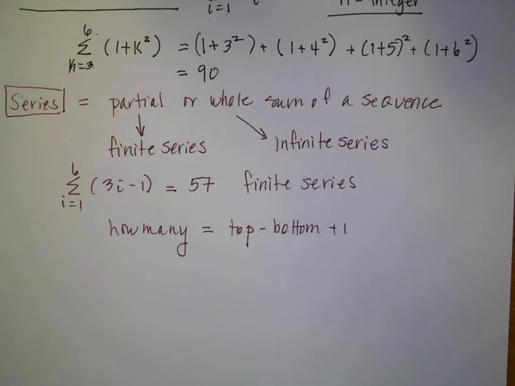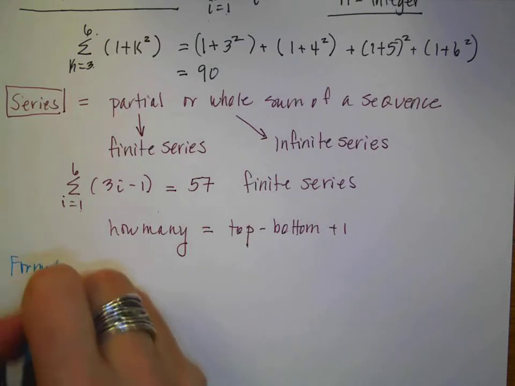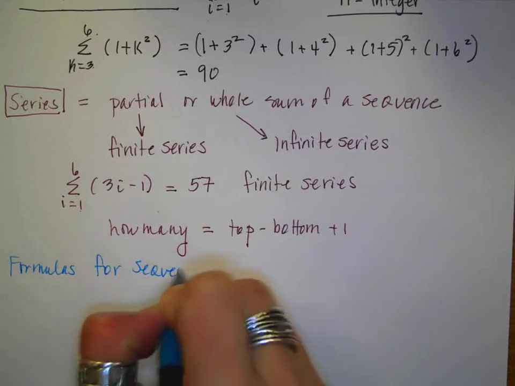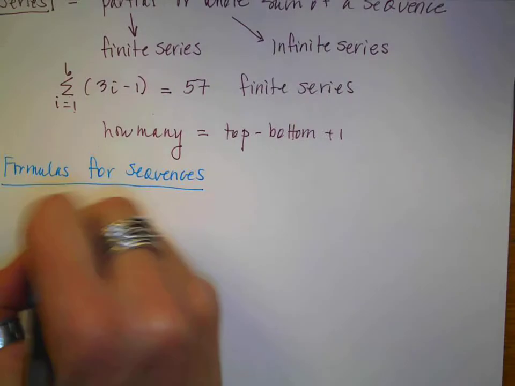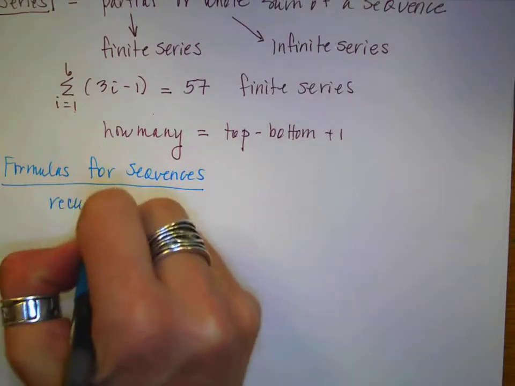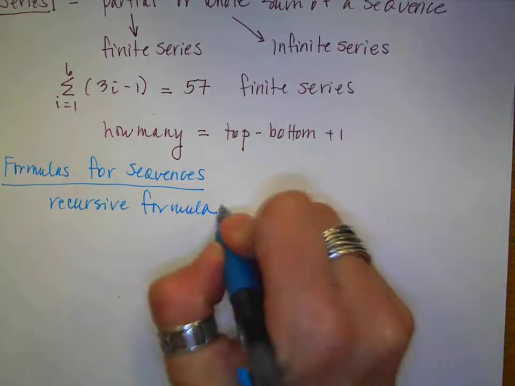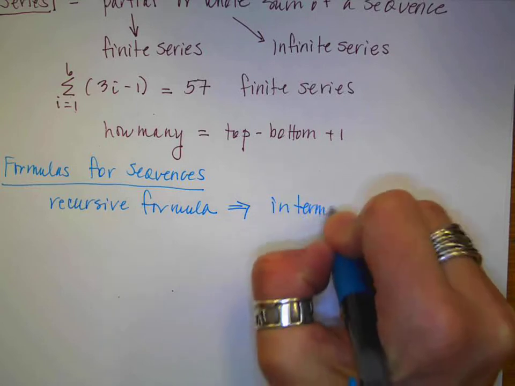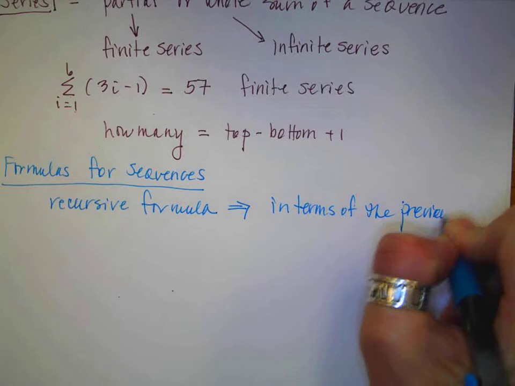All right, so now that pen's really kind of ugly. Let's switch to a different one. Let's talk about some formulas for sequences. So we're going to kind of jump back and go talk about sequences, okay? In pre-calc, we talked about there are 2 types of formulas. One is a recursive formula, and if you'll remember, this means that the formula is in terms of the previous term.